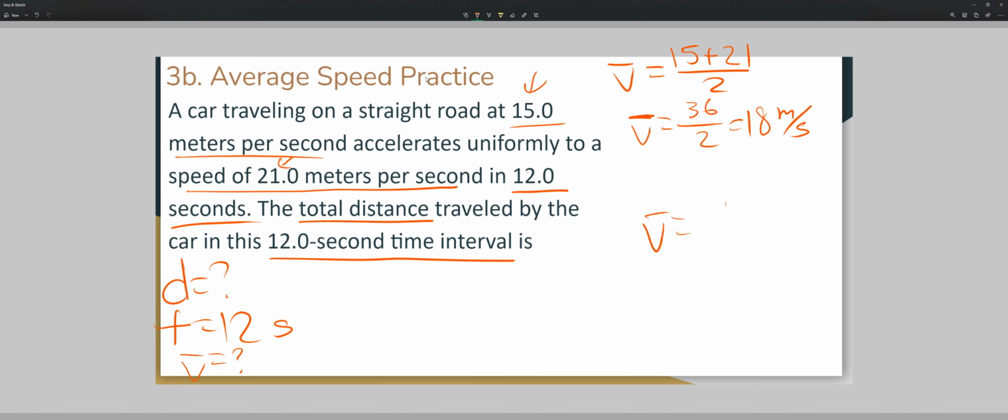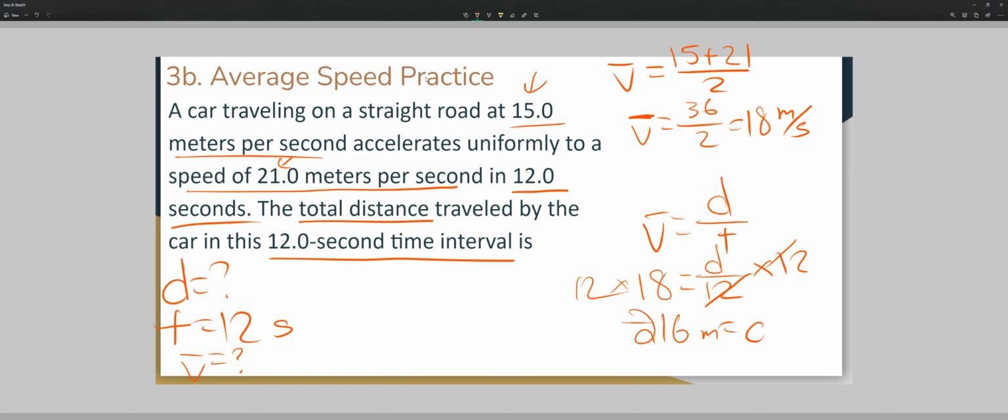So we're plugging it into this formula. Average speed is 18, D over 12, right? T is time. Times 12 on both sides, 216 meters is D. And this is my answer.